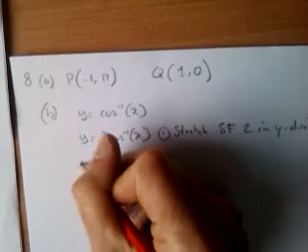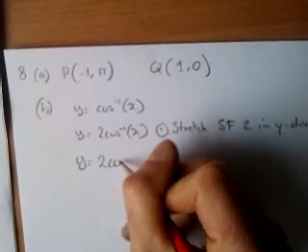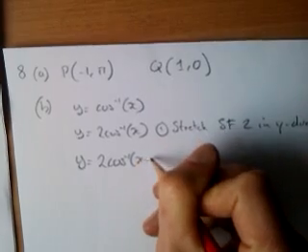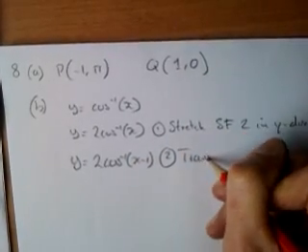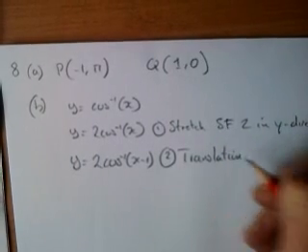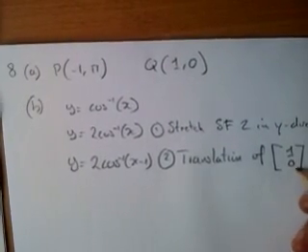Our second transformation will go from y equals 2 inverse cos of x to y equals 2 inverse cos of (x minus 1). So our second transformation will be a translation. Important to get the word in. Translation of, that's 1 to the right, so (1, 0).